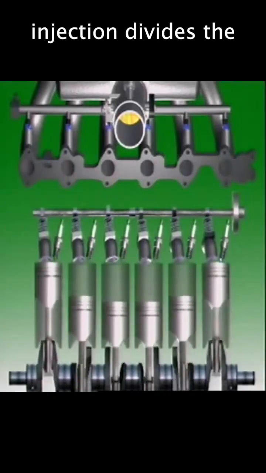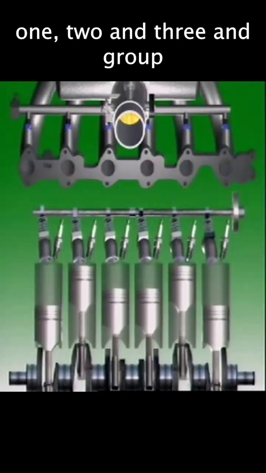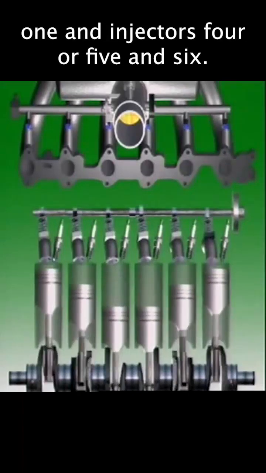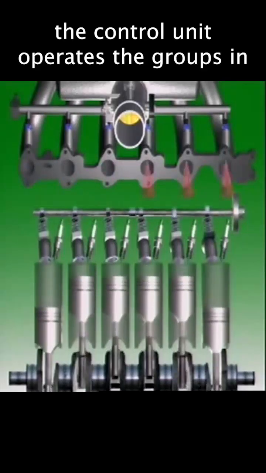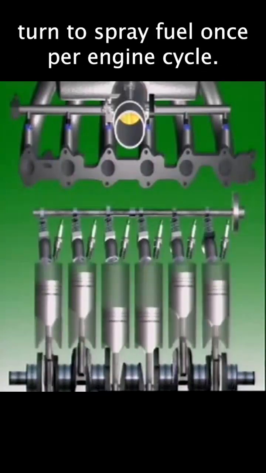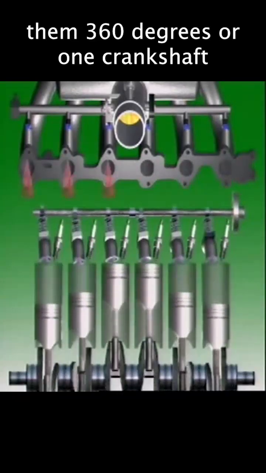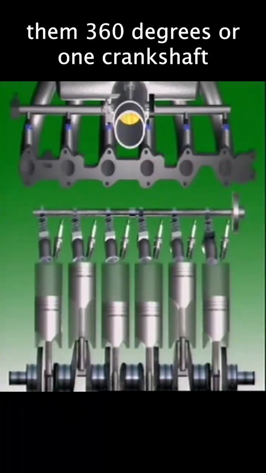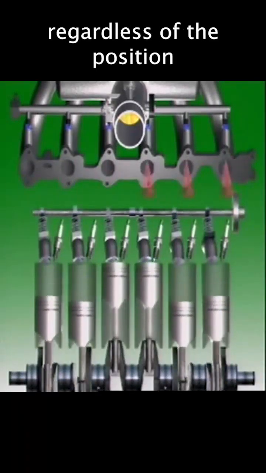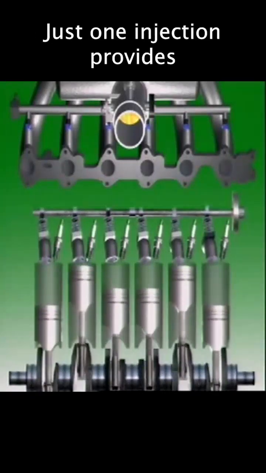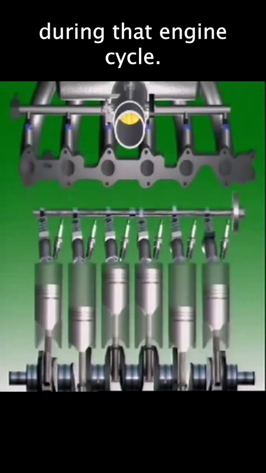Grouped injection divides the injectors into two groups. A 6-cylinder engine can have injectors 1, 2 and 3 in Group 1 and injectors 4, 5 and 6 in Group 2. The control unit operates the groups in turn to spray fuel once per engine cycle. Group 1 injects, then 360 degrees or 1 crankshaft rotation later, so does Group 2. This happens regardless of the position of the intake valve. Just one injection provides the full quantity of fuel for each cylinder during that engine cycle.